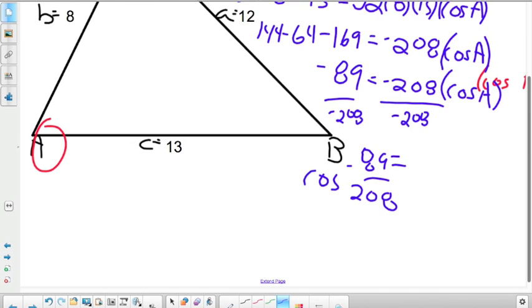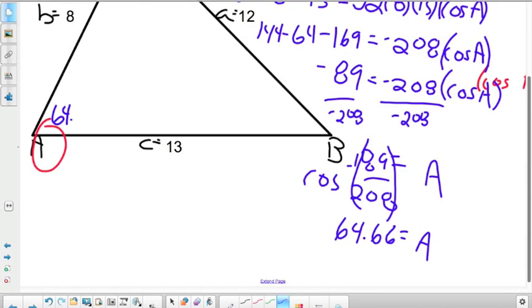The cos inverse of that is equal to A. So the cos inverse of 89 divided by 208 is roughly 64.66. So A is equal to 64.66. Okay, so just an exercise in algebra using the cosine law to solve for an angle.